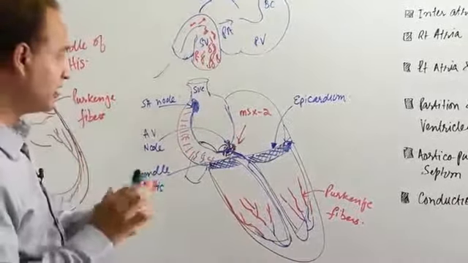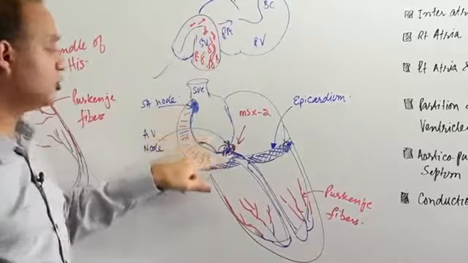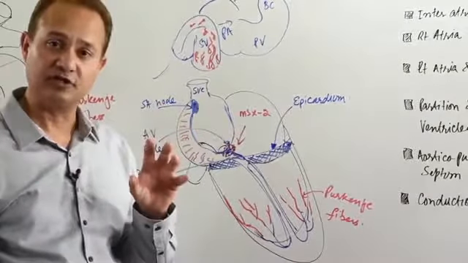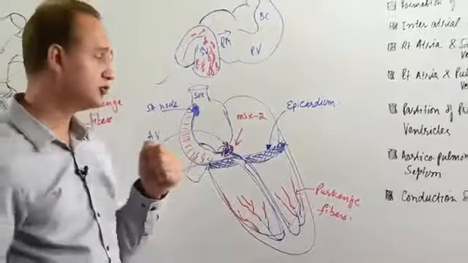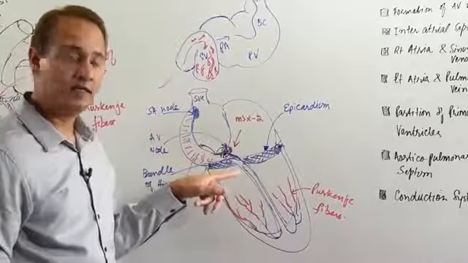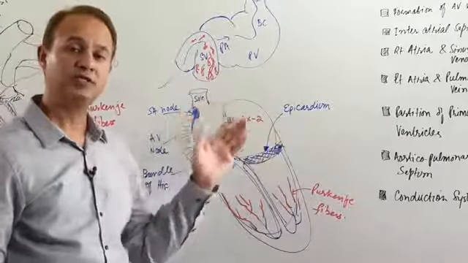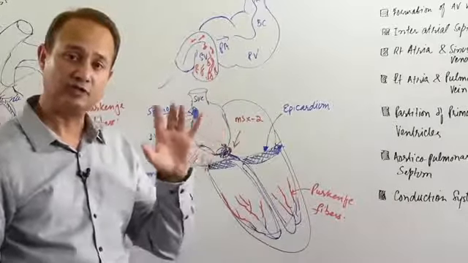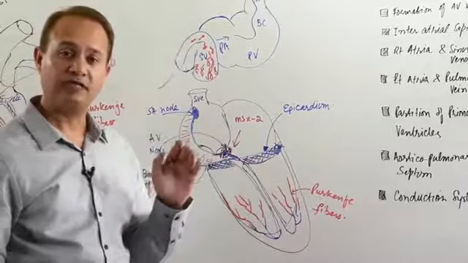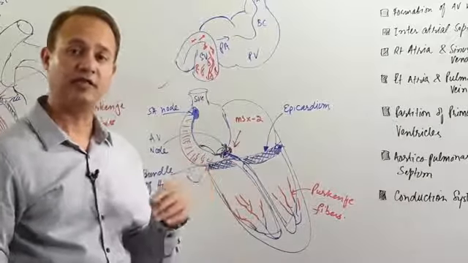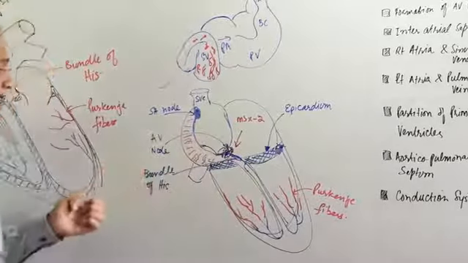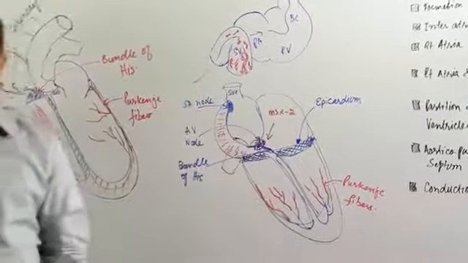So Purkinje fibers, please note it down. I'm going to review very quickly. SA node, AV node, and bundle of His are contributed by the sinus venosus. The fibrous ring or skeleton is made by the epicardium, which is derived from the cells around the sinus venosus, mesodermal cells. Purkinje fibers are modified myocytes, so they come from the contractile myocytes. So that is what we got. That is the conduction system of the heart. Thank you very much.